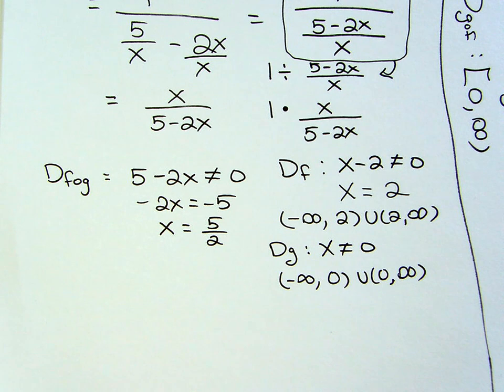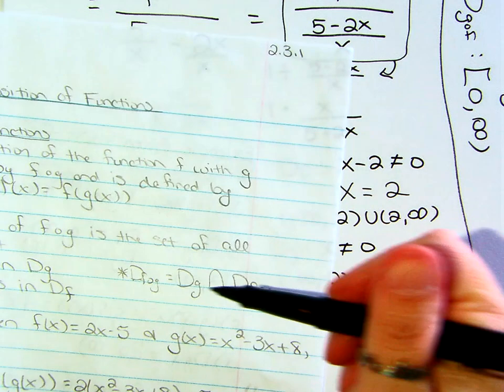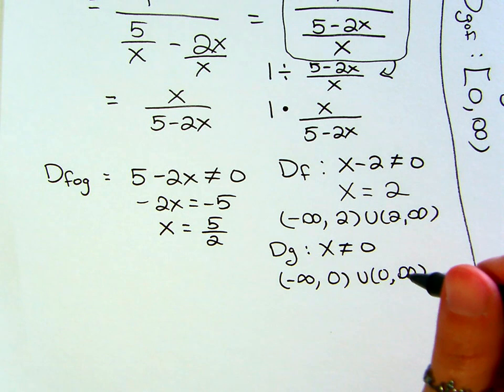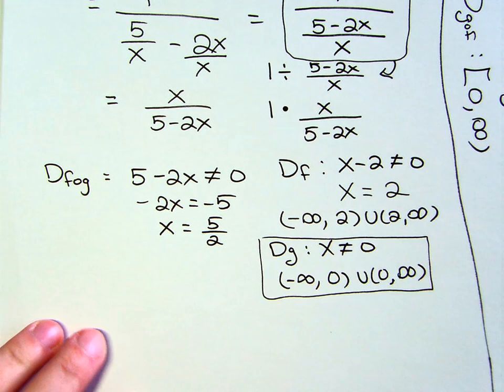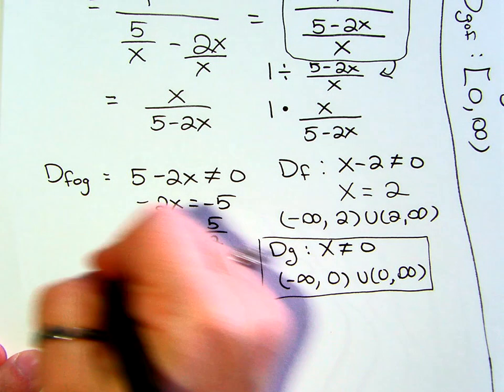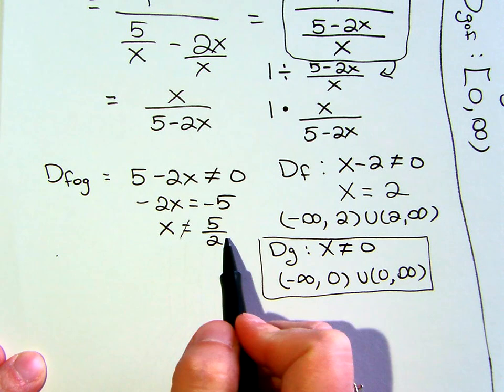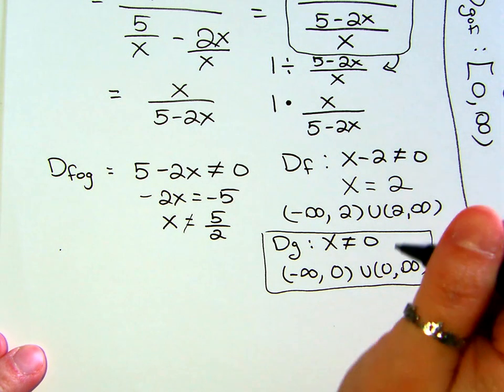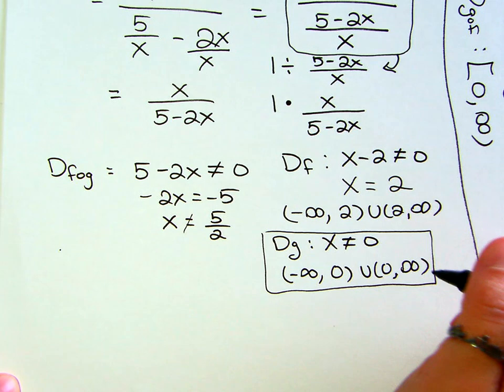Well, according to our rule, back here, the domain of g intersect with the domain of f of g, which I didn't write out. So how would I write where we don't want x to equal 5/2? How would I write that out as an interval? If I look at how I wrote out x can't equal 0, and I wrote it out like this, how would I write out that x can't equal 5/2?